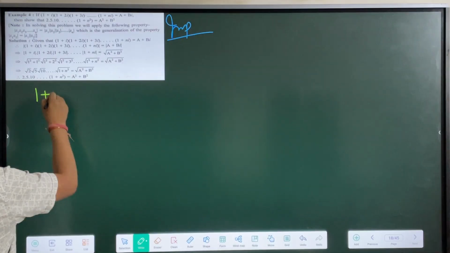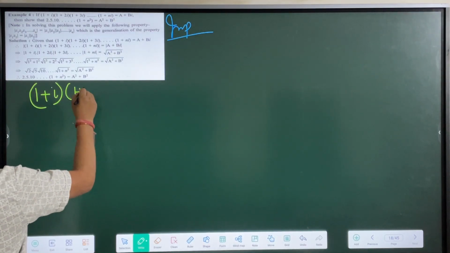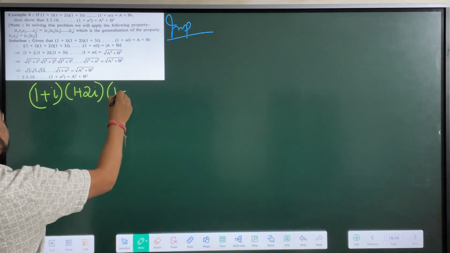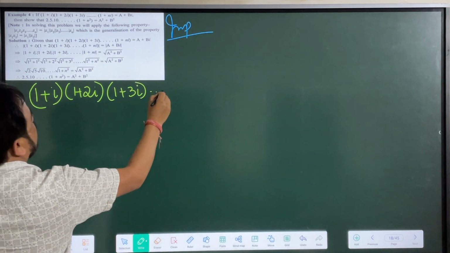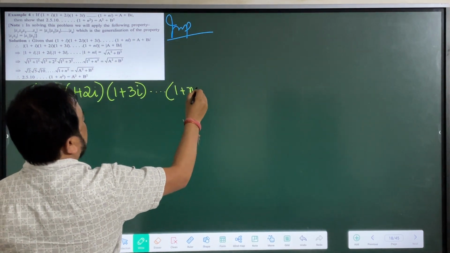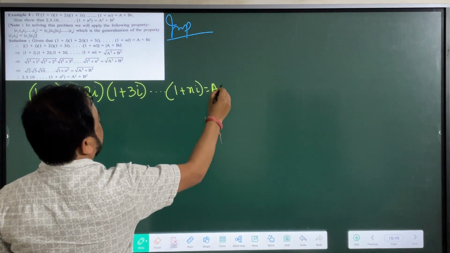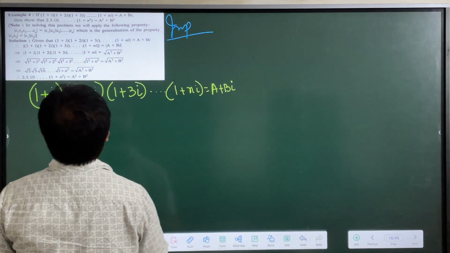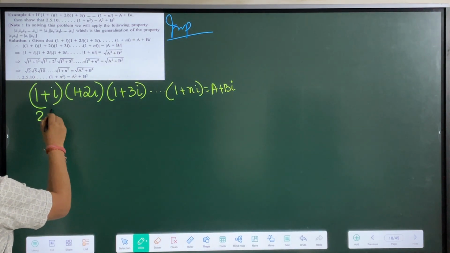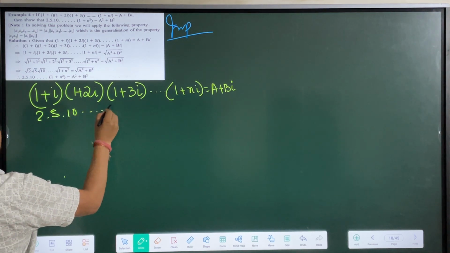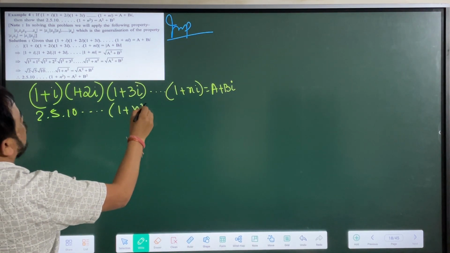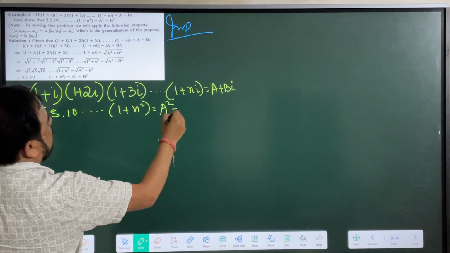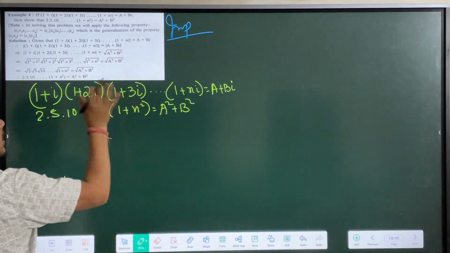If (1 + i)(1 + 2i)(1 + 3i)...(1 + ni) = A + Bi, then show that 2 · 5 · 10 ... (1 + n²) = A² + B². It is very easy but important.